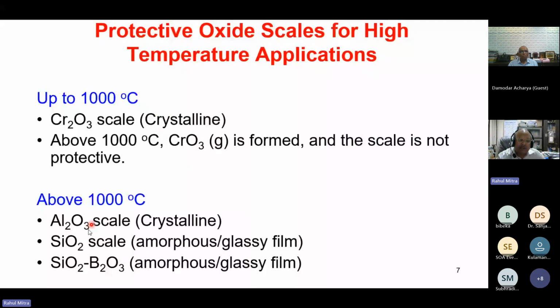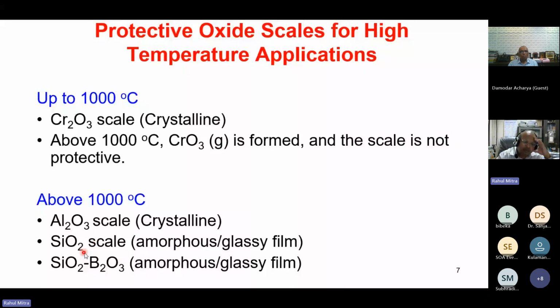Above 1000 degrees, only two scales are protective, which are alumina and silica. Alumina is crystalline, so it is not that good because grain boundaries provide short circuit paths for diffusion of oxygen, whereas the SiO2 scale, which forms on molybdenum disilicide and silicon carbide, is protective. That is amorphous in nature. It doesn't have any grain boundaries.